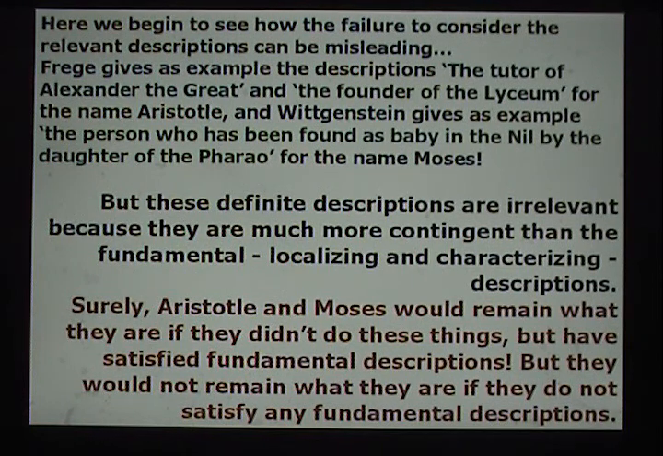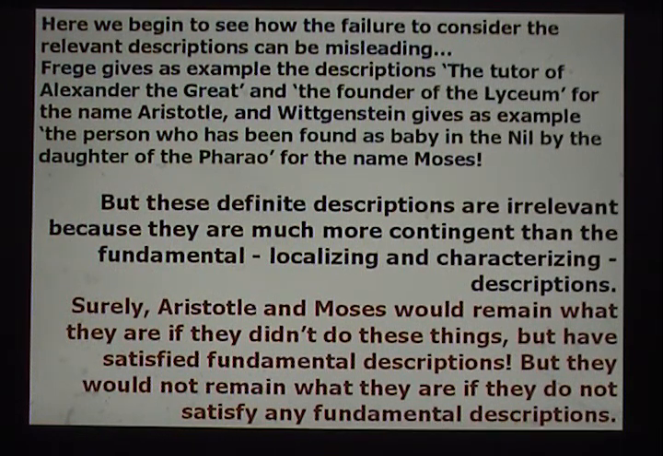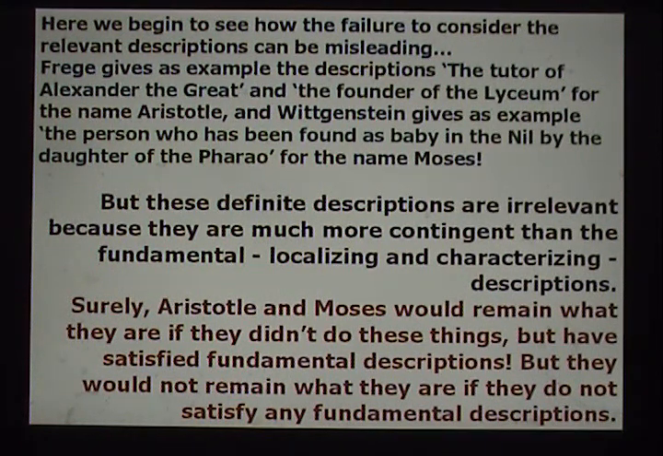Here we begin to see how the failure to consider the relevant descriptions can be misleading. Frege gives as example the descriptions the tutor of Alexander the Great and the founder of the Lyceum for the name Aristotle, and Wittgenstein gives as example the person who has been found as a baby in the Nile by the daughter of the Pharaoh for the name Moses. But these definite descriptions are irrelevant because they are much more contingent than the fundamental, localizing and characterizing descriptions.